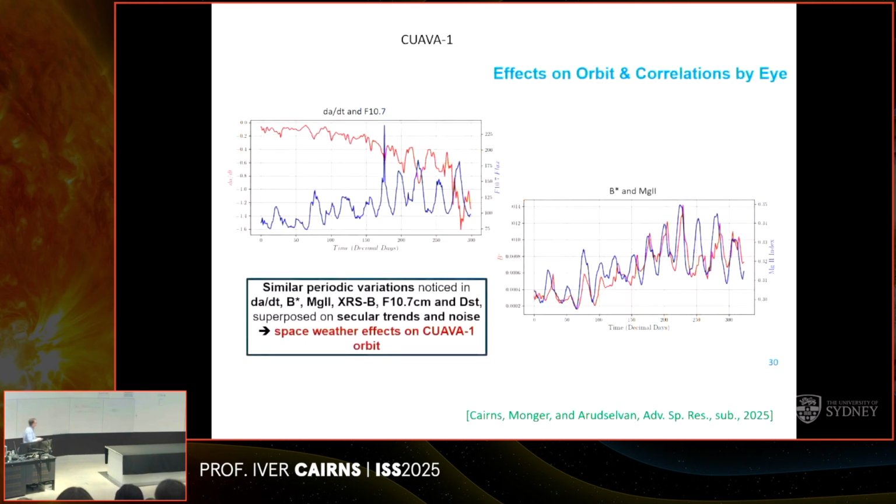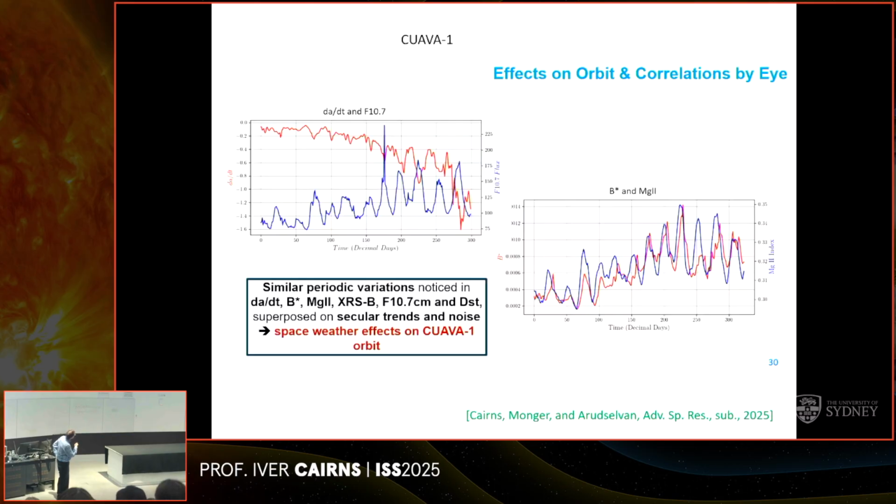And why do I care? It's because if I compare that dA/dt, which is in this case the red here, the slope that I had before, and here we have F10.7, which is a measure of radio waves from the sun from these solar active regions. So it's a representation of solar activity. So when it's big, we've got lots of solar activity. When it's small, we've got little.